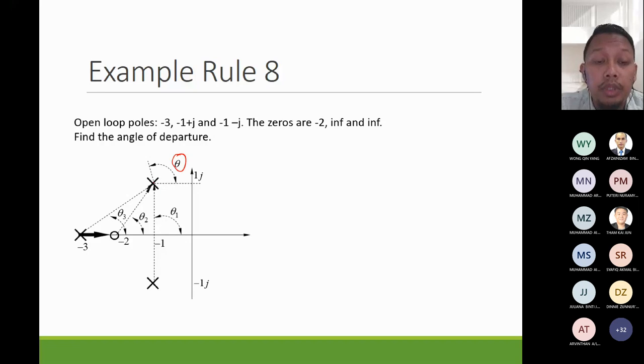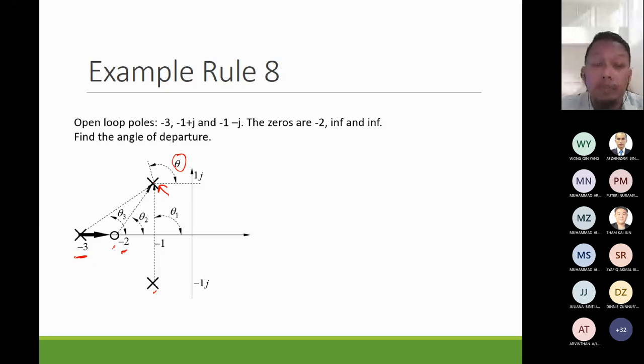Okay, so to calculate theta, we need to calculate the angle from all other poles and zeros to this pole. Okay, so for example, theta 1 measured from this pole, theta 2 measured from 0, minus 2 ni. And the third angle, theta 3, measured from the pole minus 3. Okay, so let's say kalau kata ada pole kat sini lagi, ada dua lagi. Then you also need to calculate this angle and also this angle. Okay. So measure all the angle from all other poles and zeros.